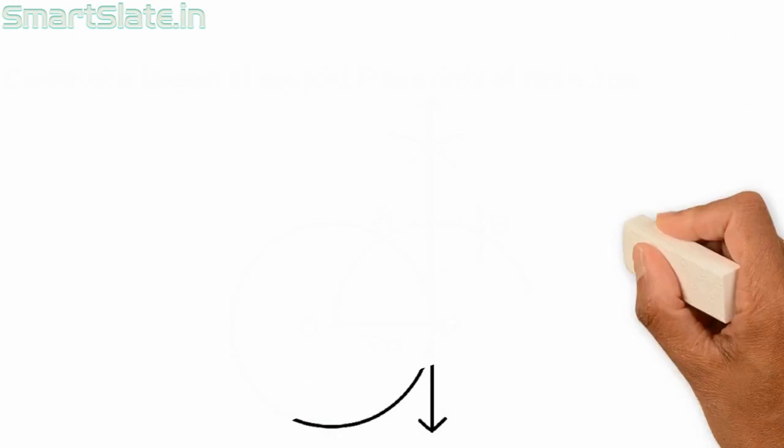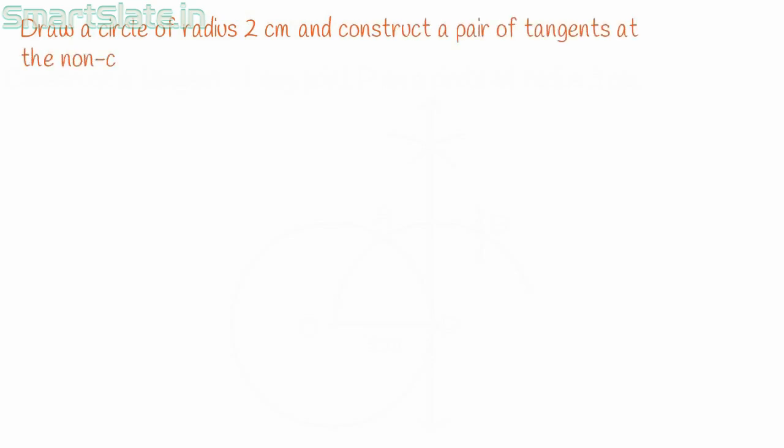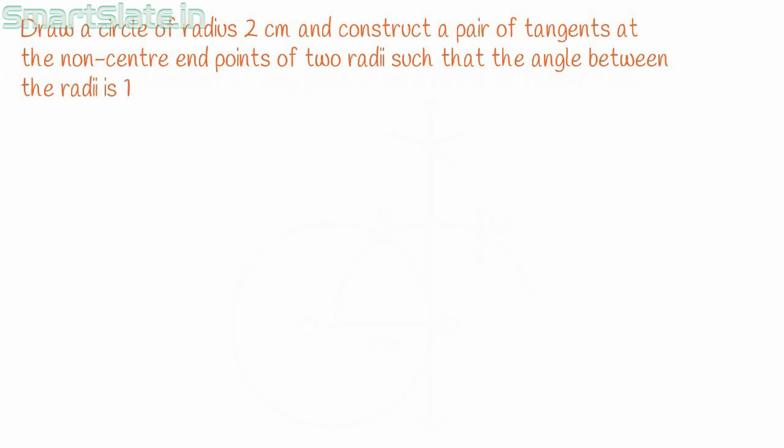Let's solve another problem. Draw a circle of radius 2 cm and construct a pair of tangents at the non-center endpoints of two radii such that angle between the radii is 100 degrees. Measure the angle between the tangents. Question states that tangents should be drawn at 2 points of circle such that radii drawn towards those points are at an angle 100 degrees.